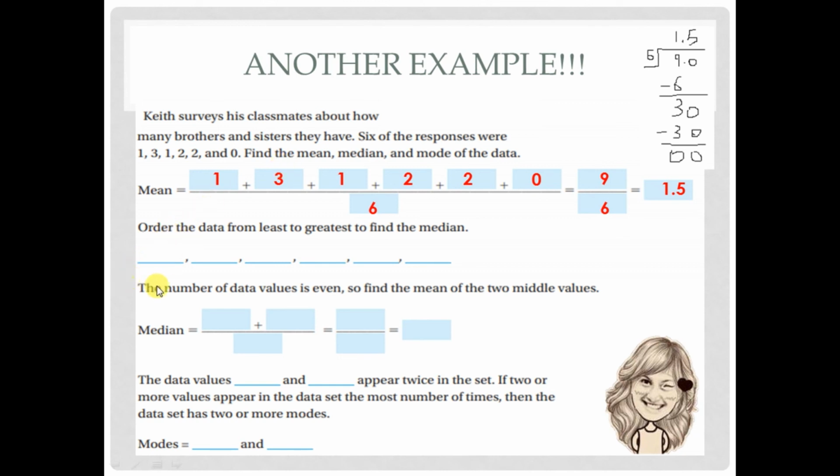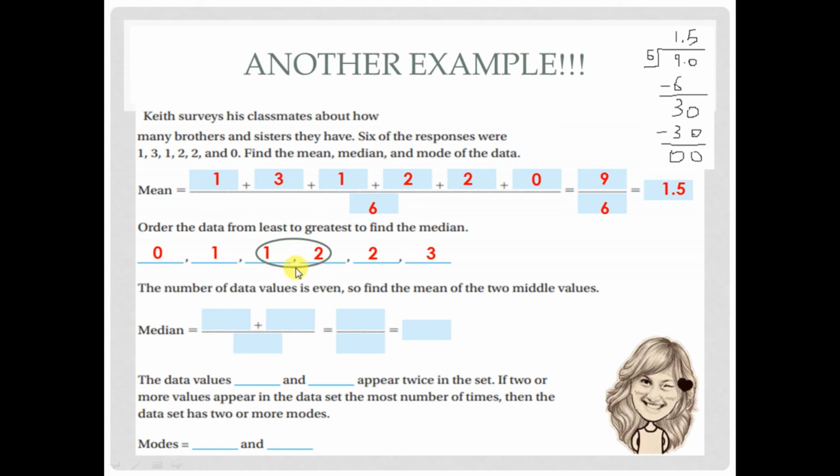Okay, and to find the median, we have to order the numbers from least to greatest. So it will be 0, 1, 1, 2, 2, 3. Okay, we have an even amount of numbers here. This means I have two numbers in the middle. The two numbers, let's circle them. It will be 1 and 2. So let's find the average of 1 and 2.